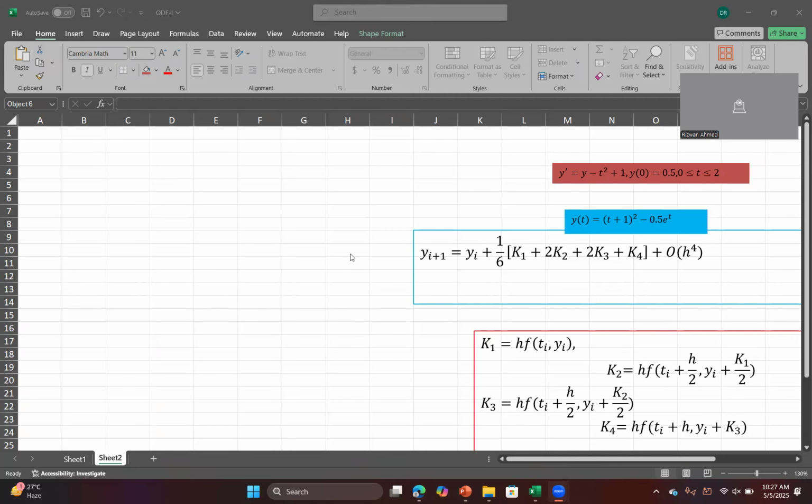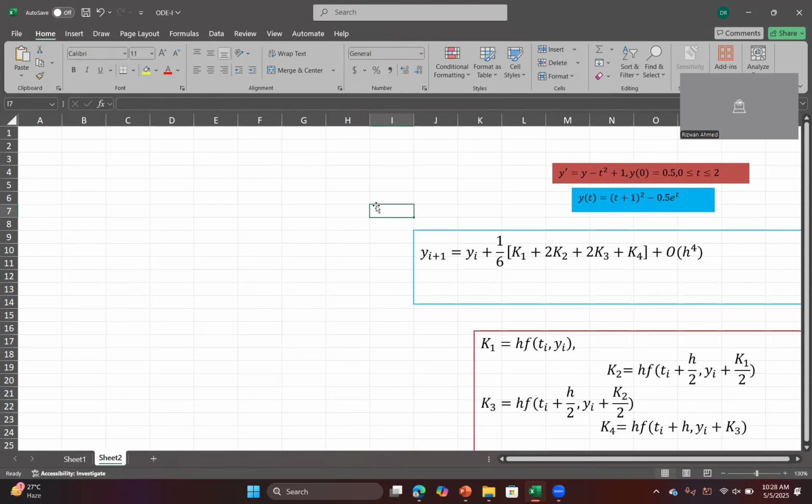In this demonstration, I'm going to write a calculation procedure for the RK4 method for this differential equation, which is y prime equals y minus t squared plus 1, with the initial condition y of 0 equals 0.5. And we have to solve it over the interval from 0 to 2. The exact solution is also provided here so that we can compare the numerical estimation and the analytical result.